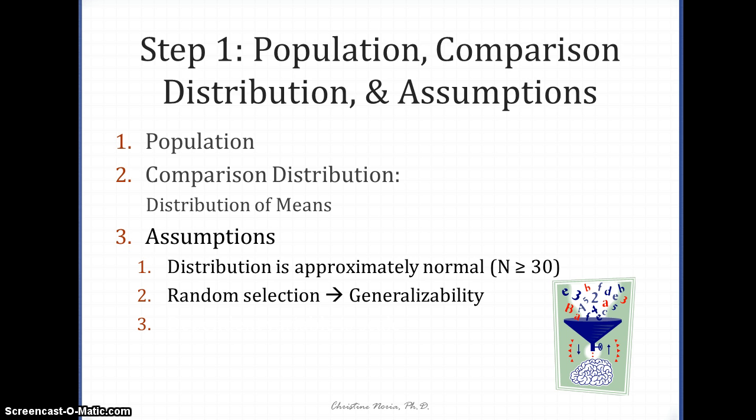Random selection is used. Again, that's another assumption. In this case, we don't have random selection. We used a convenience sample of statistics students in a particular class. So we have to be cautious of generalizability to students in general who take statistics. And the last one is that the dependent variable is scale, and the number of words that an individual remembers is a scale variable. So we've met that assumption as well.